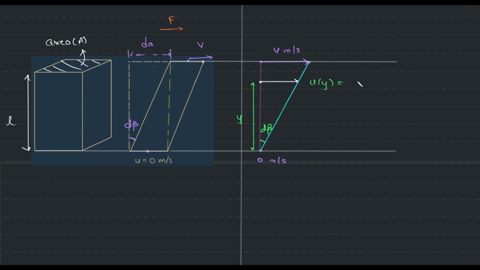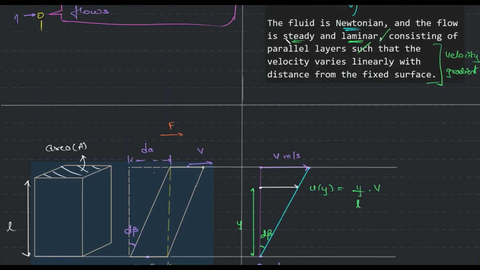That will be equal to y by L, L being the entire length, y is this, times v, the velocity at the top. So this would be the velocity at any given height. This is a very simple, straightforward diagram. So I told you I'll come back to this.